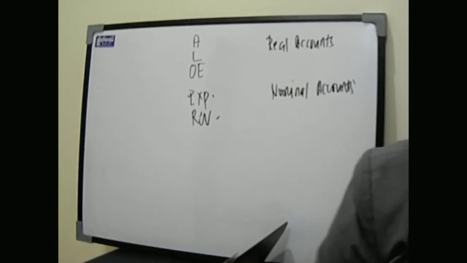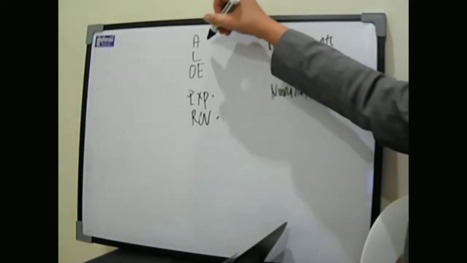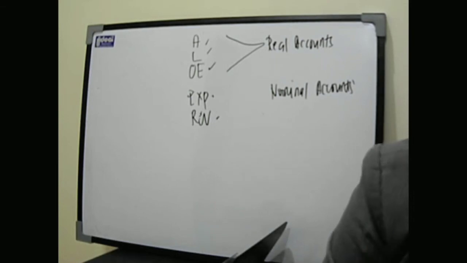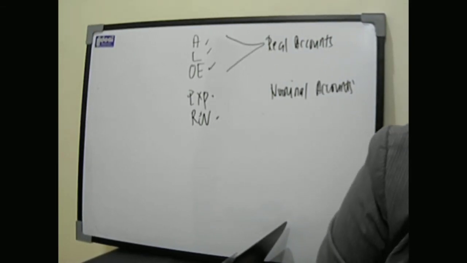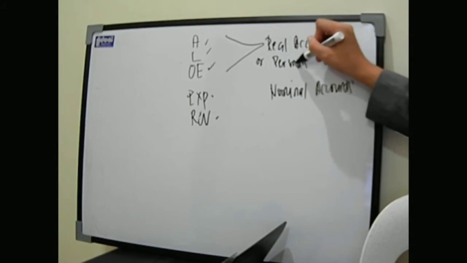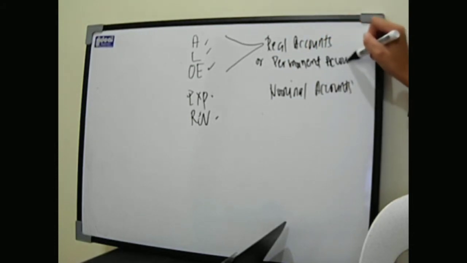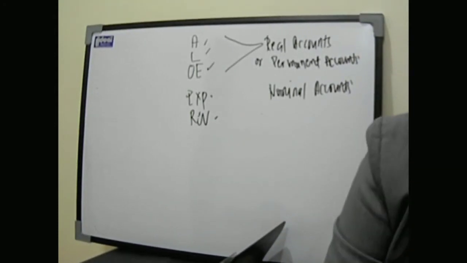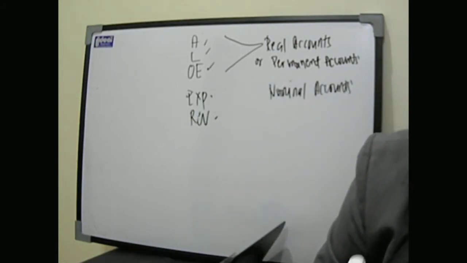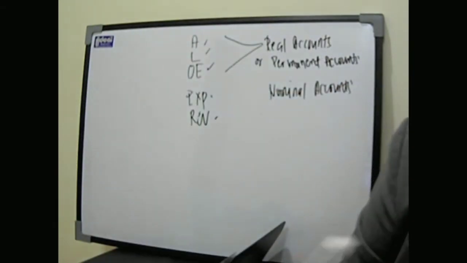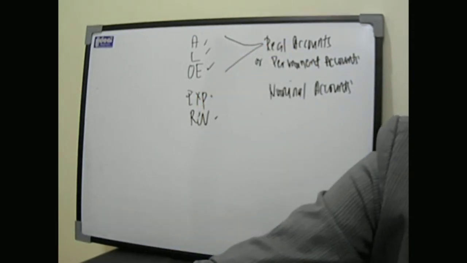So ano ba yung real accounts? Real accounts are accounts that comprise the elements of the balance sheet: asset, liabilities, and owner's equity. They are not closed or not put to zero at the end of the accounting period. So they are also called permanent accounts. Kasi tuloy-tuloy lang yung pag-record mo ng accounts niya. Periodically lang, pero nag-accumulate yung balance ni asset, liabilities, and owner's equity hanggang meron kang business. Kaya siya tinawag na real accounts or permanent accounts.